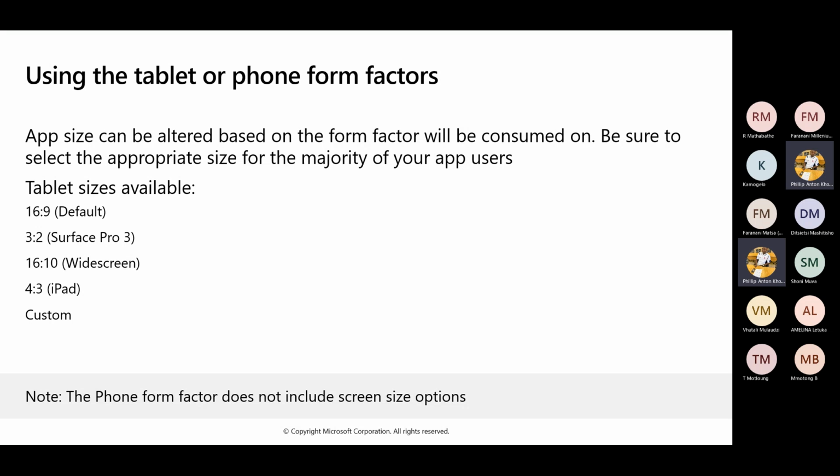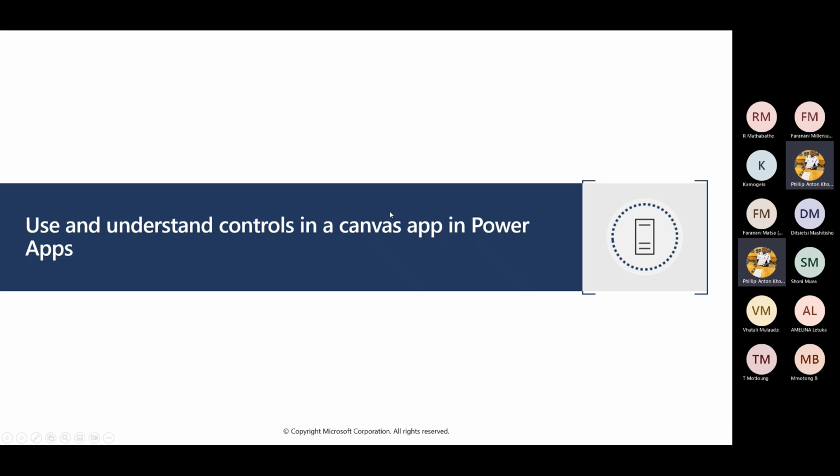And then also the phone form factor does not include screen size options. So if you are building for a phone, you should know that you won't have different sizes that you can choose. Okay, and then now let's look at using and understanding controls in a Canvas app in Power Apps. Okay.